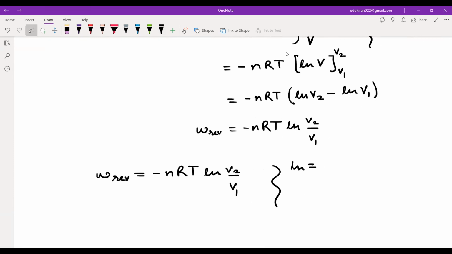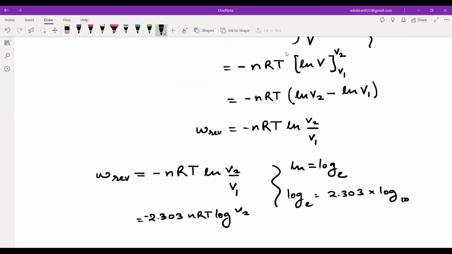So ln is the log of base e. If I want to write log of base 10, because we operate mostly in terms of log base 10, then ln is equal to 2.303 times log of base 10. So I will replace this ln and write it as minus 2.303 nRT log of V2 upon V1.